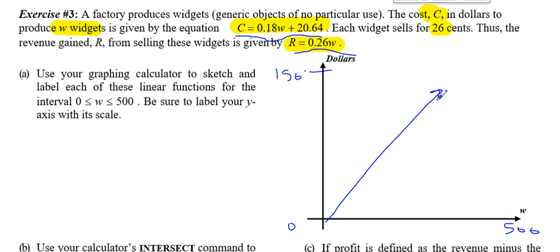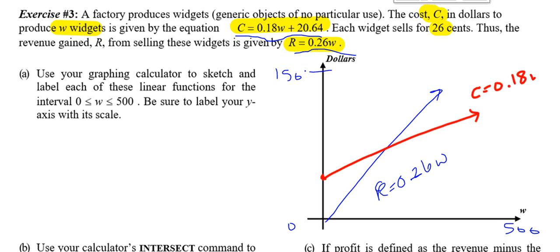And then I'm going to label that as R equals 0.26W. I'm going to change colors here. And then the next one, I know my y-intercept, my starting point was 20.64. So I'm just going to kind of gauge where that is. And it went somewhere like this. And so then I'm going to label that as C equals 0.18W plus 20.64.